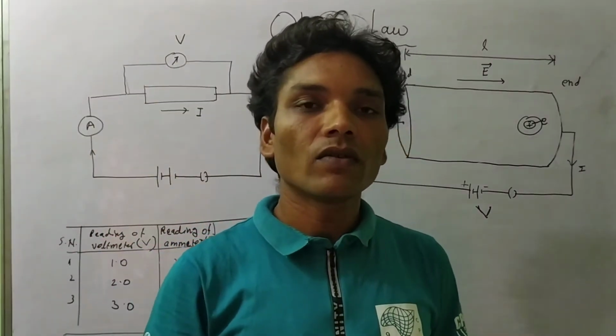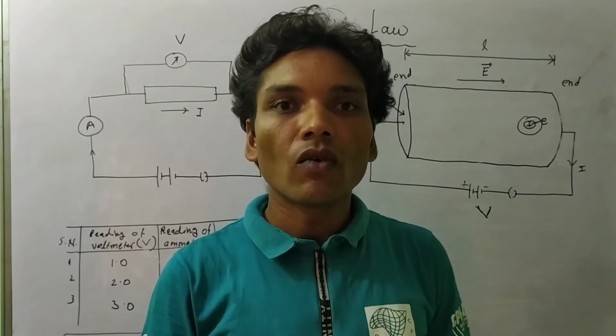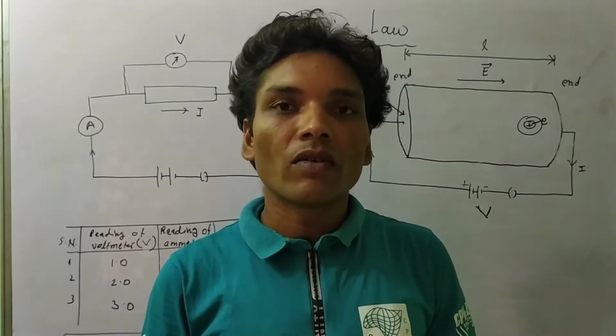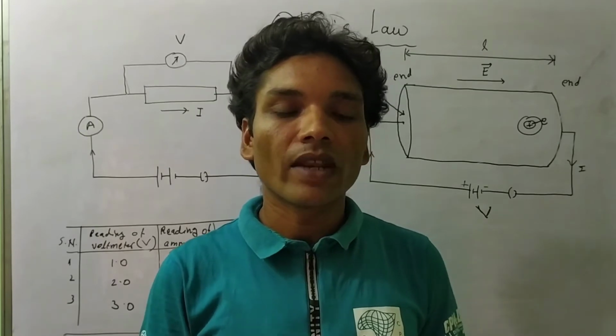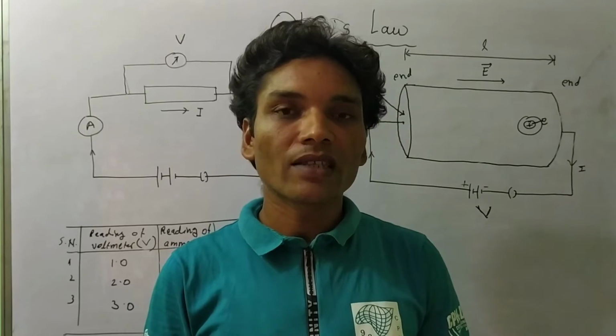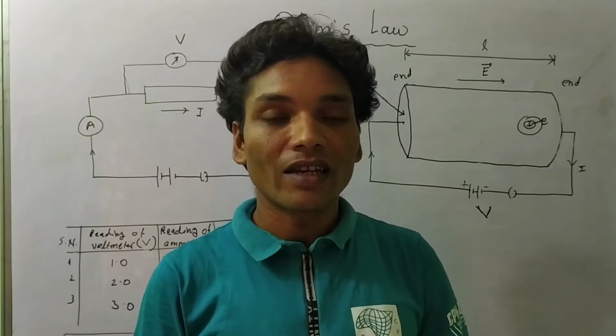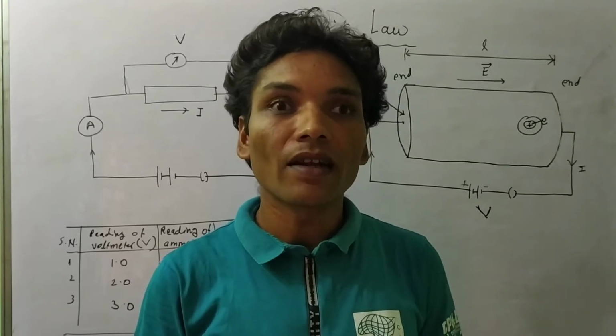Students, in this video we will learn about Ohm's law. To understand Ohm's law, consider the relation between potential difference and current flowing through the conductor. When potential difference is applied across the terminals of the conductor, current flows through the conductor.